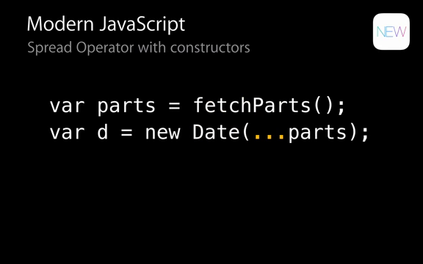One thing that you could never do in JavaScript, and you can only do now with the spread operator, is call a constructor with an array input or a map input. You can now take your parts of a date and spread them across the date constructor instead of having to manually do 0, 1, 2, and break it out like that.